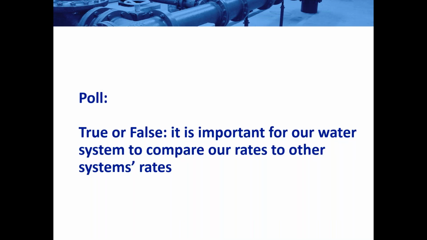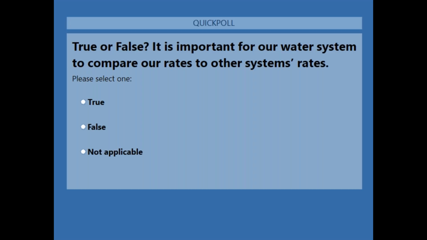So I'm going to ask this poll question, if you don't mind launching this one, just a true or false. True or false, it is important for our water system to compare our rates to other systems' rates. And I'm going to emphasize the important part, not that you do it, but that you feel like it's important. It's either important to you as the utility operator, finance director, or manager of the system, or important to the governing board. Somebody thinks that it's important for you to be able to compare your rates to other systems' rates. We'll give you a few seconds here, and if you don't represent a water system, you can answer not applicable, so we can keep track.